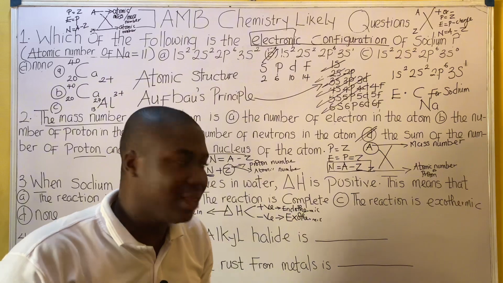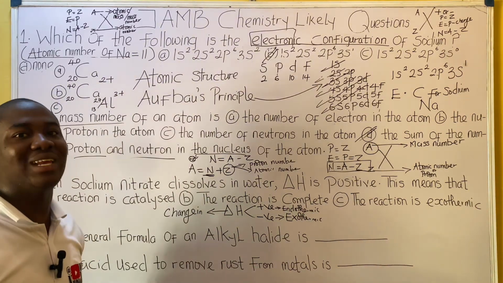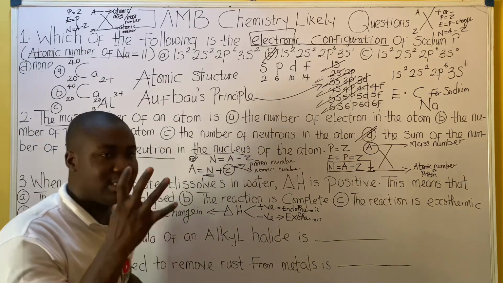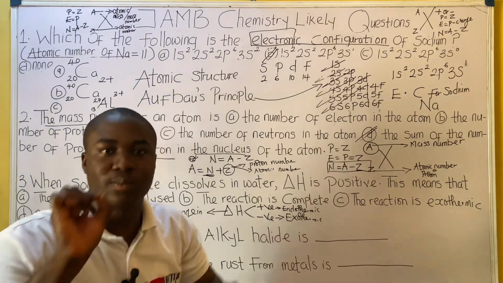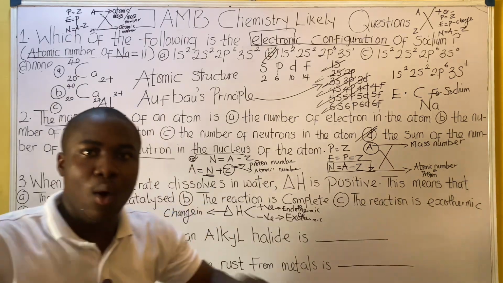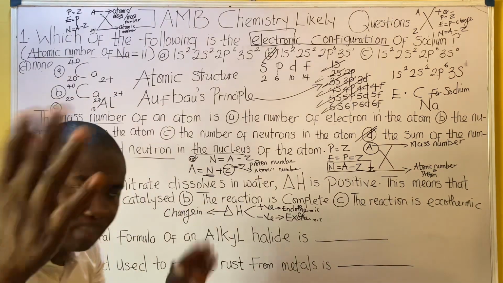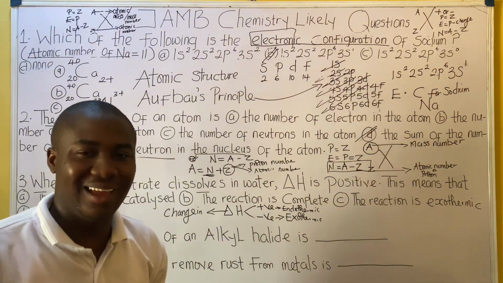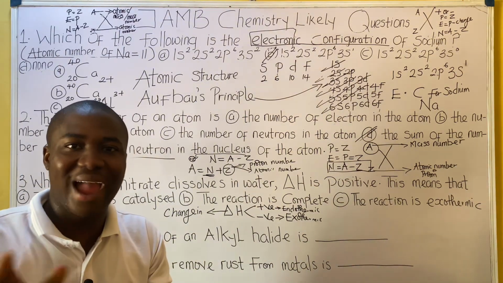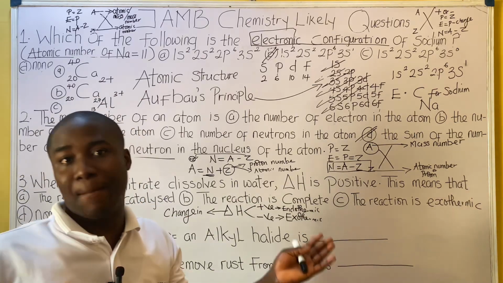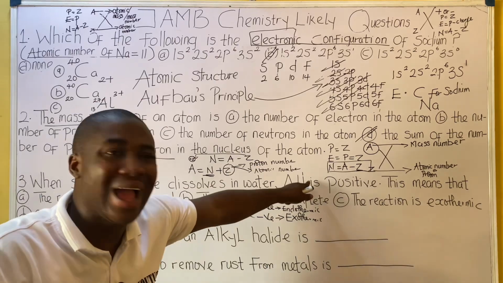So let's get back to the question. We've analyzed it already. It says when sodium nitrate dissolves in water, delta H is positive. That's what they gave to us. So what does this mean? I've explained it already for you. Option A, the reaction is catalyzed. That is wrong. Though the reaction can be catalyzed, that is not the reason why delta H is positive.